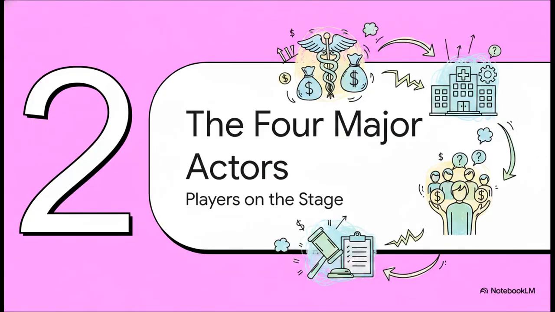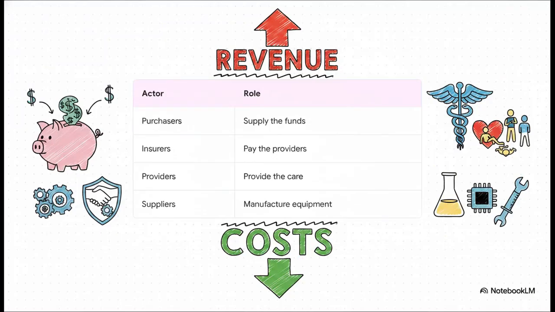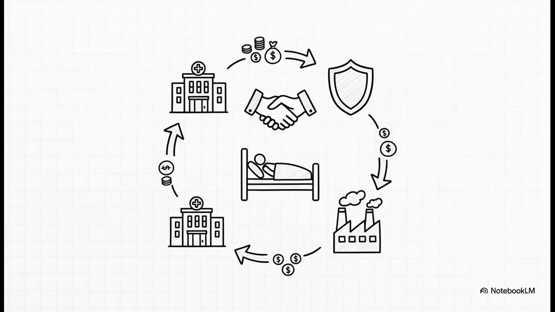Moving right along to Section 2, the 4 major actors. Let's meet the players on the healthcare stage. Okay, so understanding the fundamental conflict in our healthcare system relies entirely on knowing these 4 distinct groups. You have the purchasers supplying the money, the insurers managing the risk, the providers actually delivering the care, and the suppliers manufacturing the drugs and tech. The inherent tension here is simple but profound. Purchasers want to reduce costs, while the healthcare industry, insurers, providers, and suppliers, wants to increase those dollars to maximize their own revenues.